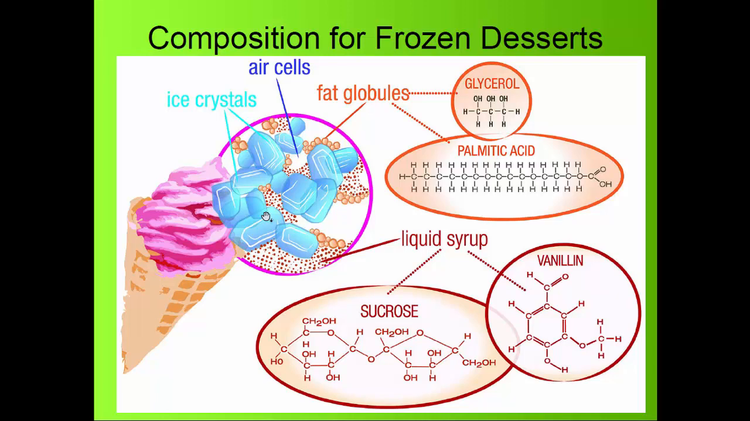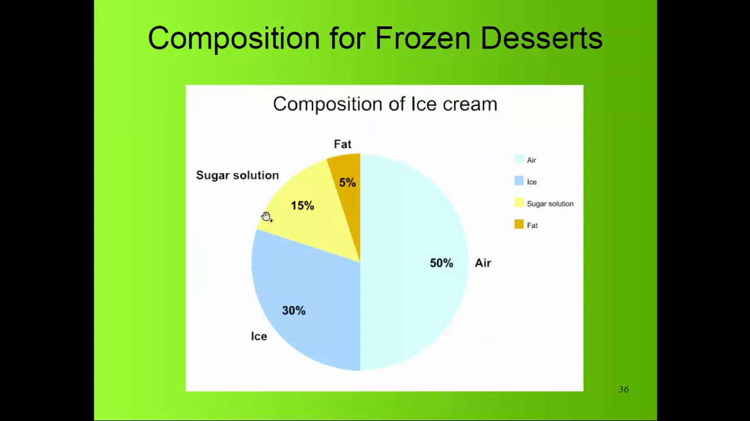And these are about the size of things, right? Notice that the ice crystals are much bigger than the fat globules, and the sugar and water, the liquid syrup, is much smaller than the fat globules. The amount of water that actually freezes, that leaves the liquid syrup and becomes ice, depends on the temperature of the ice cream.